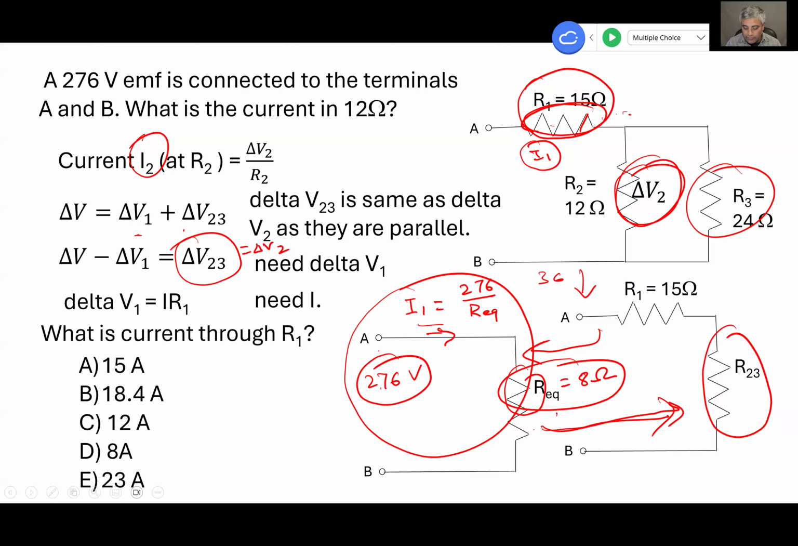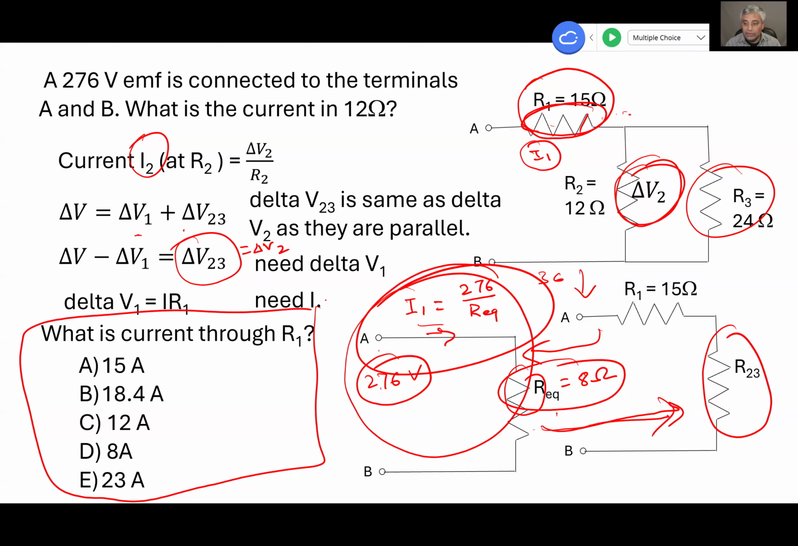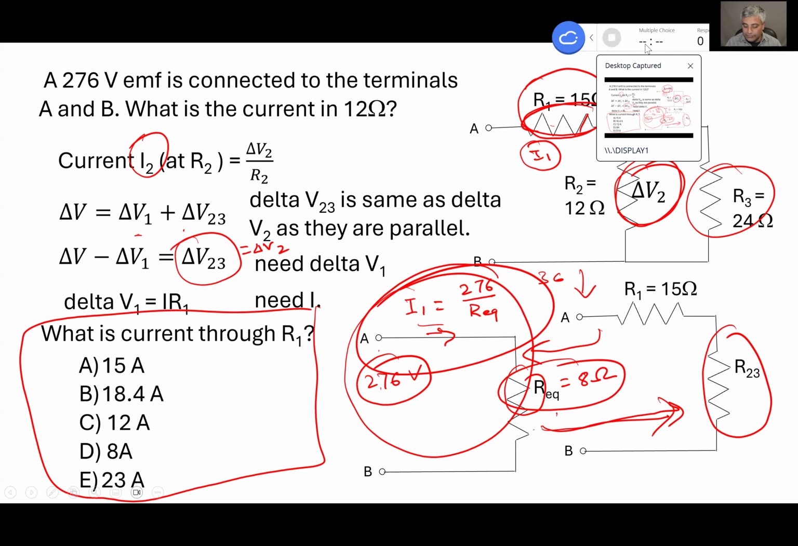So what current did you find, folks? Did you do this calculation here? And that should be the answer here. So let me poll you on that one. And you have only 30 seconds. It's just dividing one number by another number.